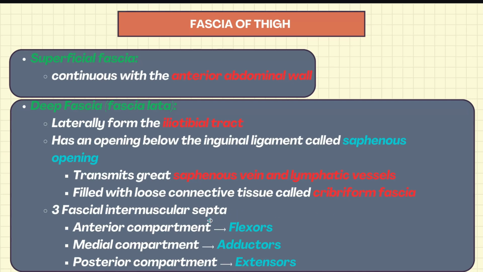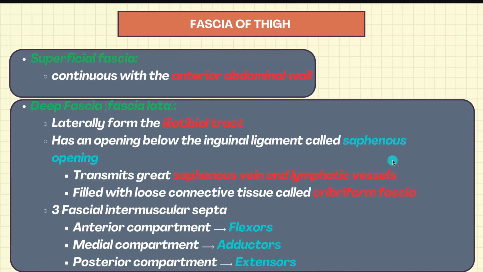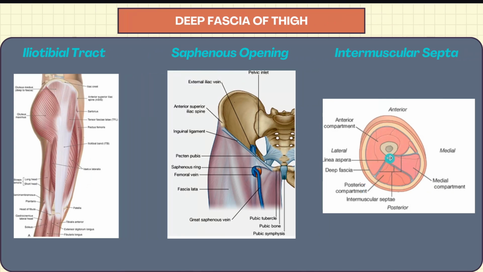And lastly, we have three fascial intermuscular septa, and I'll show it to you over here. First of all, this is the iliotibial tract, and this is the saphenous opening over here. You can see where the great saphenous vein runs. And then we have the three intermuscular septa. You're going to have an anterior compartment over here, where you'll have your extensor muscles. Then a medial compartment where you'll have your adductor muscles. And then a posterior compartment where you'll have your flexor muscles.